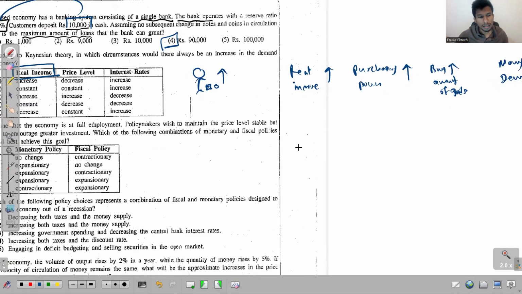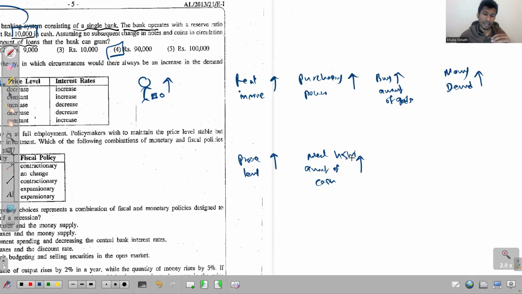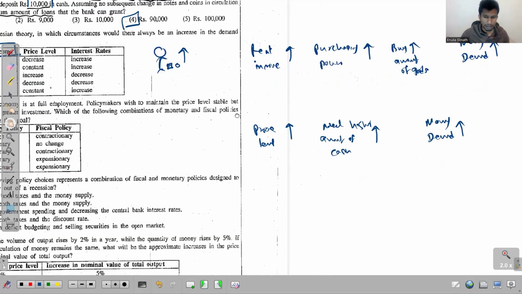And the second one is price level. Okay, so let's assume a situation where the price level is high. If the price level is high, they will need a higher amount of cash. People will need a higher amount of cash to engage in transactions. So to engage in transactions, if they need a higher amount of cash, what will happen? They will need to once again increase this money demand. They will need to keep notes and coins in their pocket.